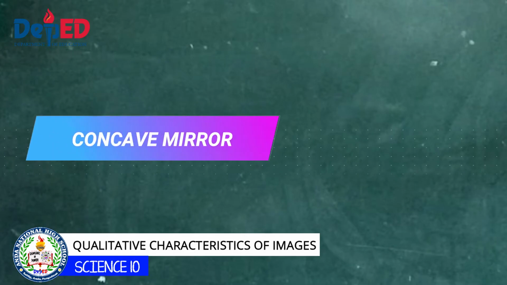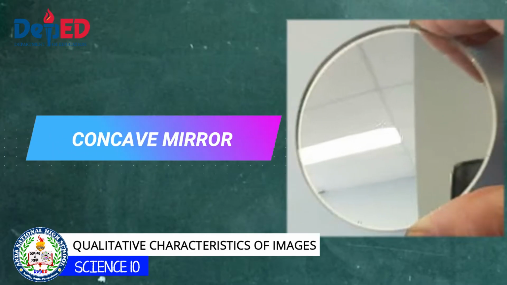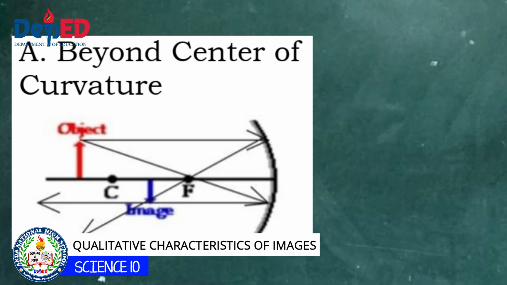In a concave mirror, if the object is located beyond the center of curvature, the location of the image formed is between C and F. As you can see in the image shown on your screen, the red line represents the object, and the blue line represents the image.